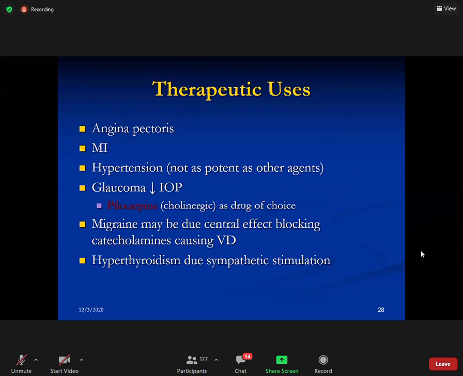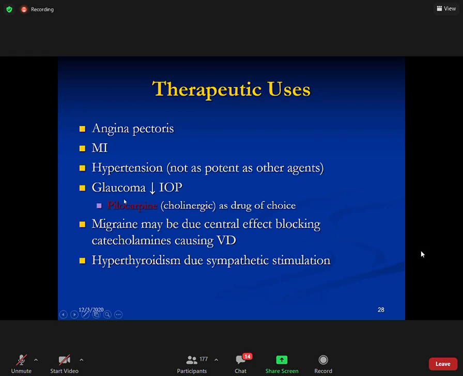Now, their therapeutic use is mainly what? Angina, MI, hypertension. I put it for you, not as potent as other agents. Then I'm sure you will hear about ACE inhibitors, and ACE inhibitors or calcium channel blockers are the most common use, but they might be given beta blockers. Glaucoma, to decrease intraocular pressure. That's why I put for you pilocarpine is a drug of choice.